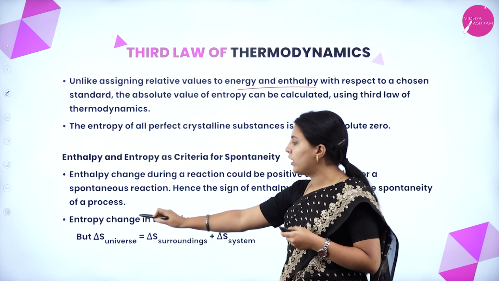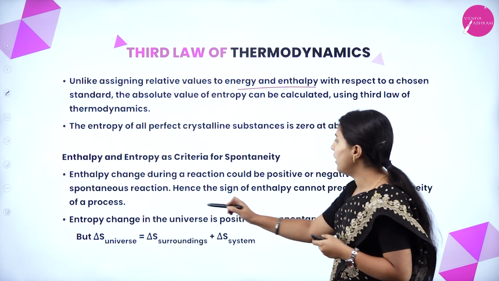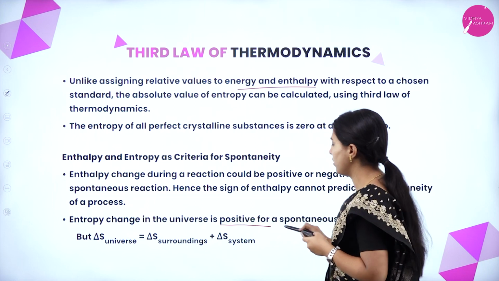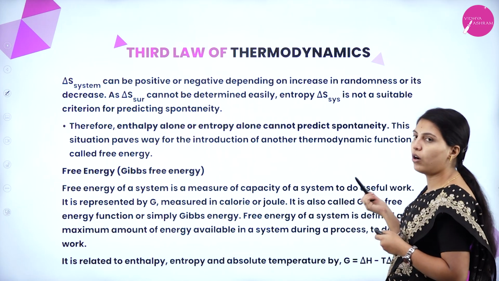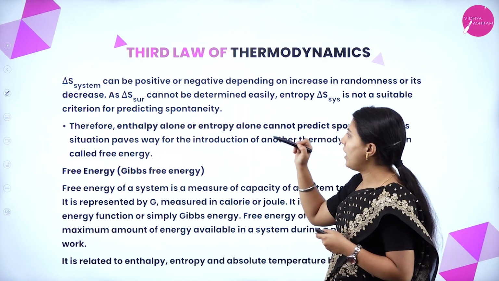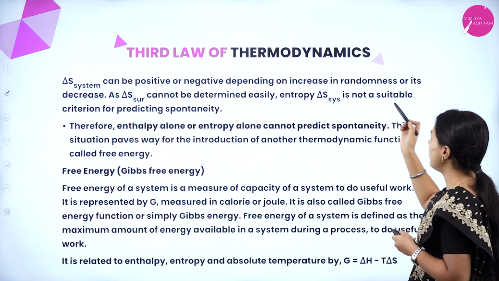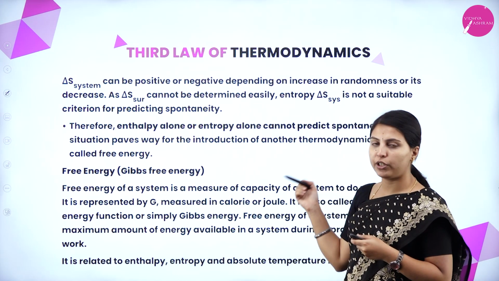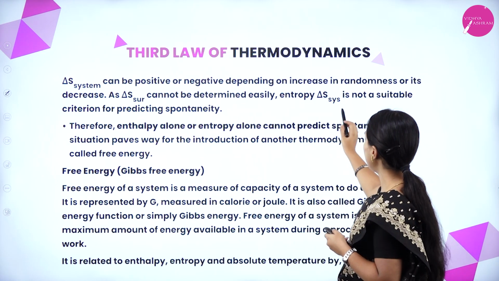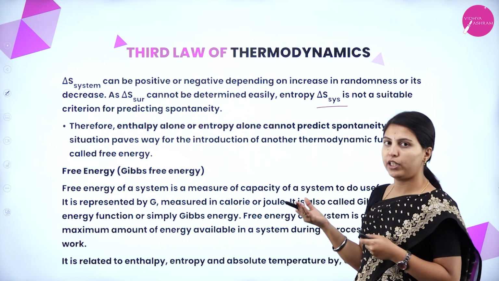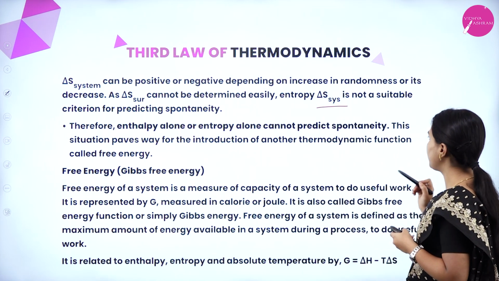So, what will happen? Delta S universe, entropy of surrounding and entropy of system, what they are telling? Entropy change in the universe is positive. Entropy of system can be positive or negative depending on increase in randomness or decrease in randomness. As entropy of surrounding cannot be determined easily, entropy of system is not a suitable criterion for predicting spontaneity. We cannot determine the spontaneity of surrounding. So obviously the entropy of system is not a criterion for the spontaneity. Therefore, enthalpy alone or entropy alone cannot predict spontaneity.